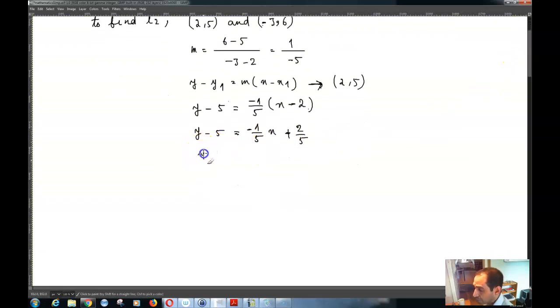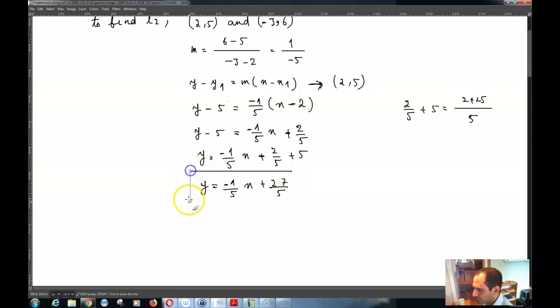And so you can write y is equal to negative 1/5 x plus 2/5 plus 5. Now 2/5 plus 5 is equal to, with 5 over 1, so 2 plus 25 is equal to 27/5. So negative 1/5 x plus 27/5. So that's the equation of the line. That is the equation of the line L2. This is the line L2.